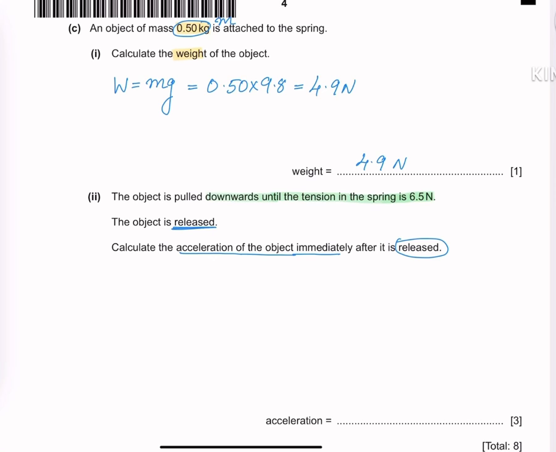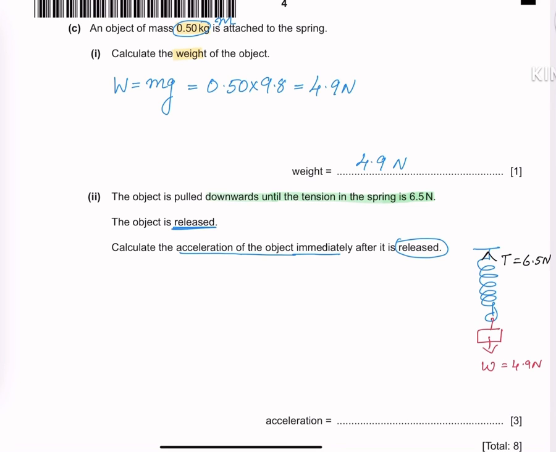So, the moment the object is released, we can check what forces are acting on the object. The forces acting are the weight of the object, which always acts downward, that we have already calculated as 4.9 Newton, and there will be an upward force, that is the tension in the spring as mentioned in the question. The direction of tension is upward, and the tension is 6.5 Newton.